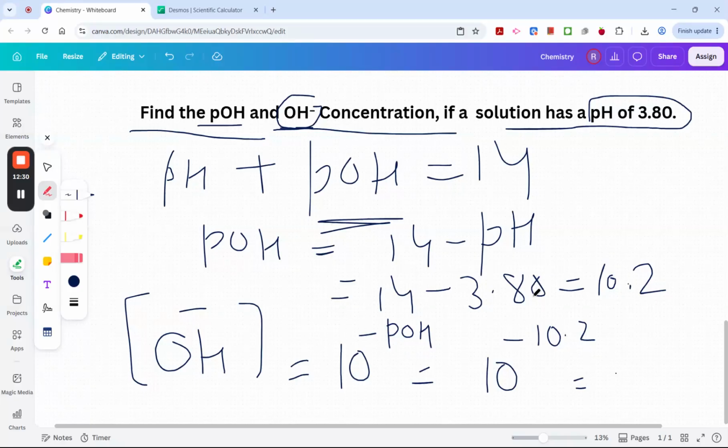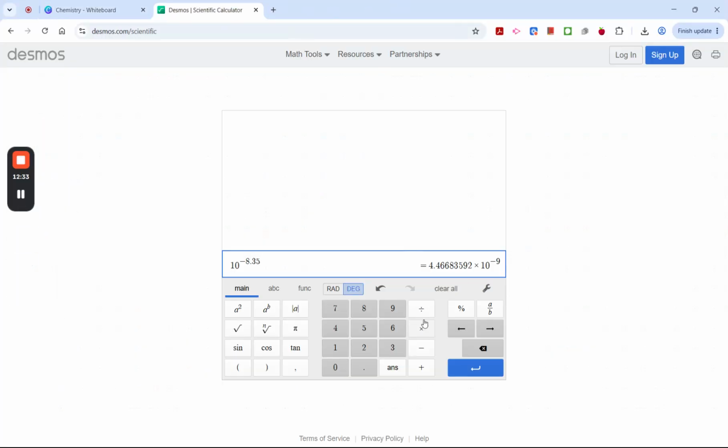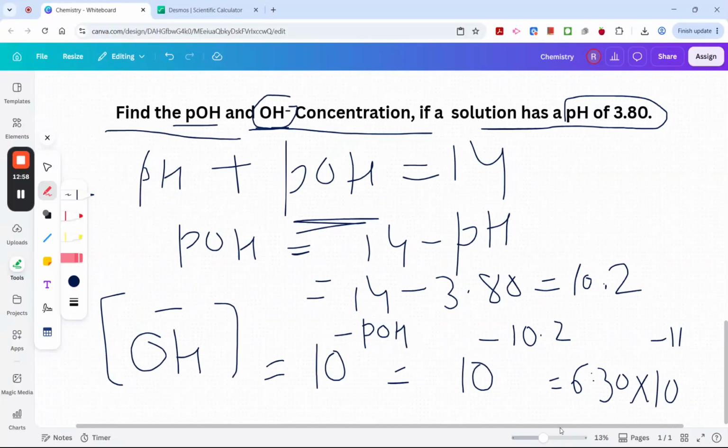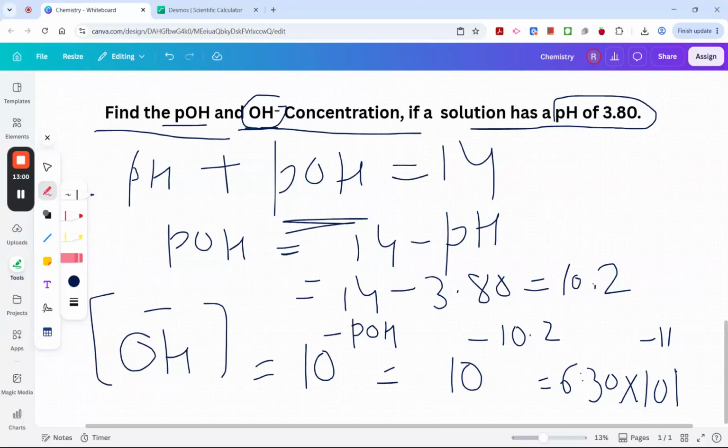There we go, 10 raised to the power negative 10.2. Let's go to your Desmos calculator. Clear all. 10 raised to the power negative 10.2. What's the answer? 6.30 times 10 raised to the power negative 11. So here we go, concentration will be with the unit M.